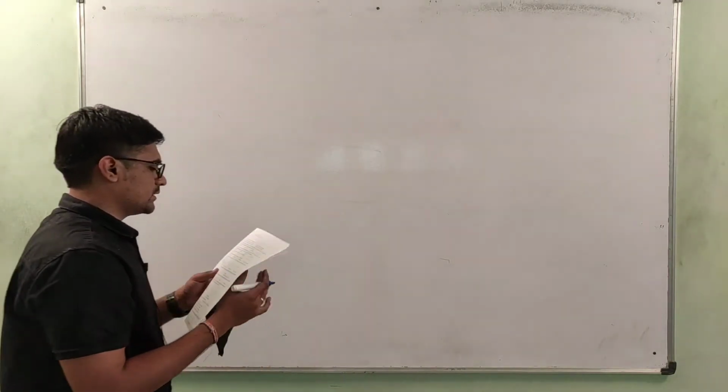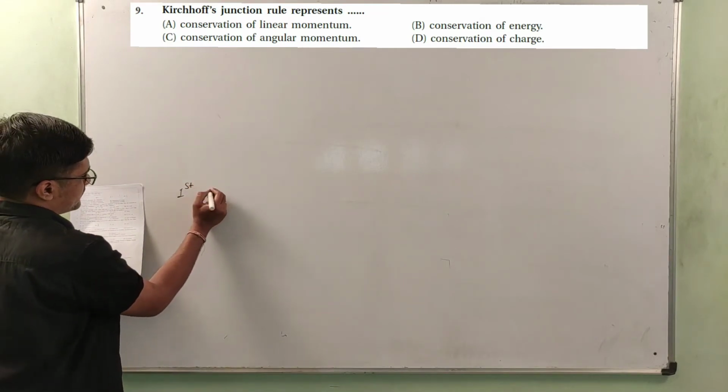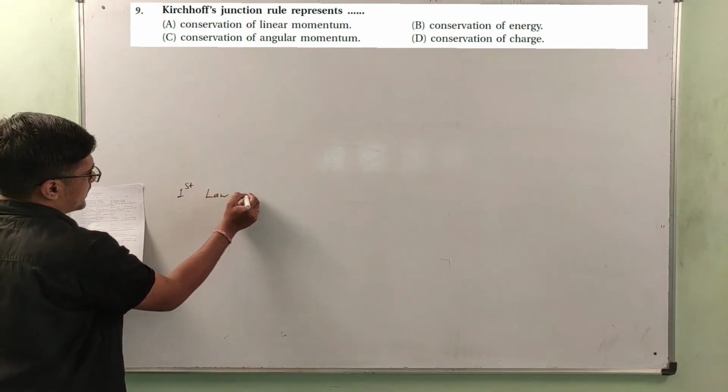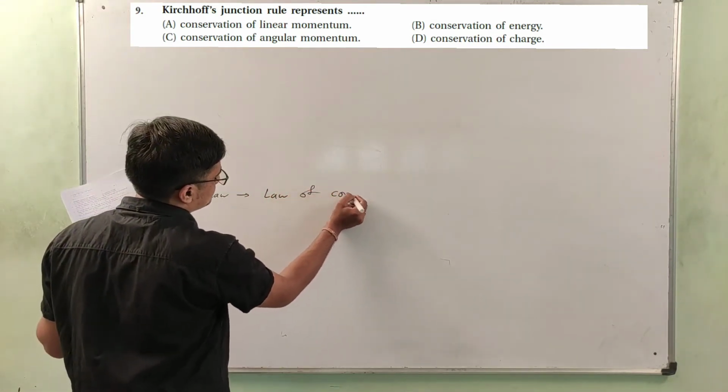Question number 9. Kirchhoff junction rule. Junction rule means the first law of Kirchhoff. Kirchhoff's first law is from the law of conservation of charge.